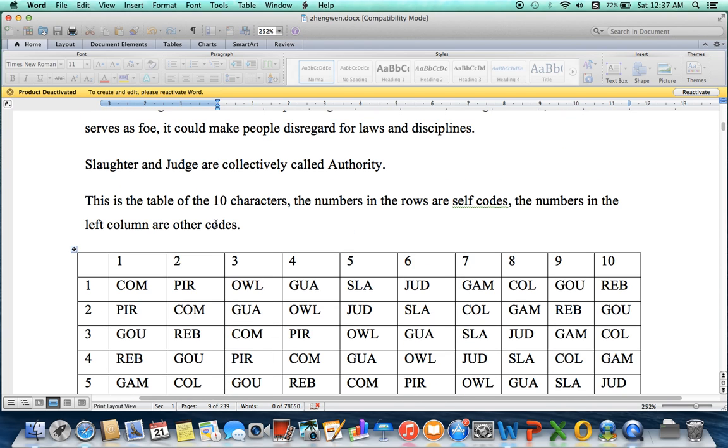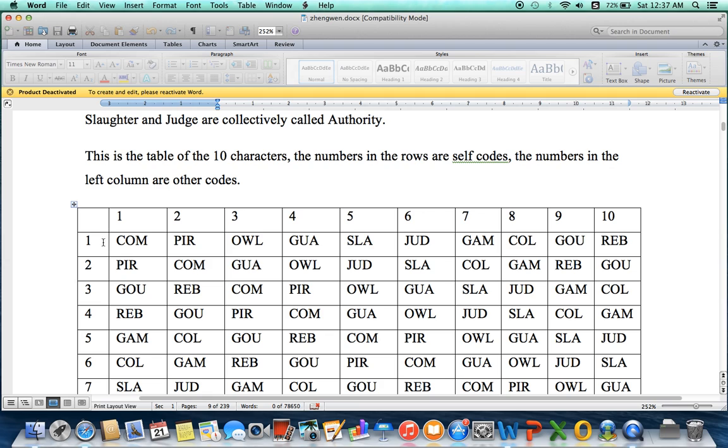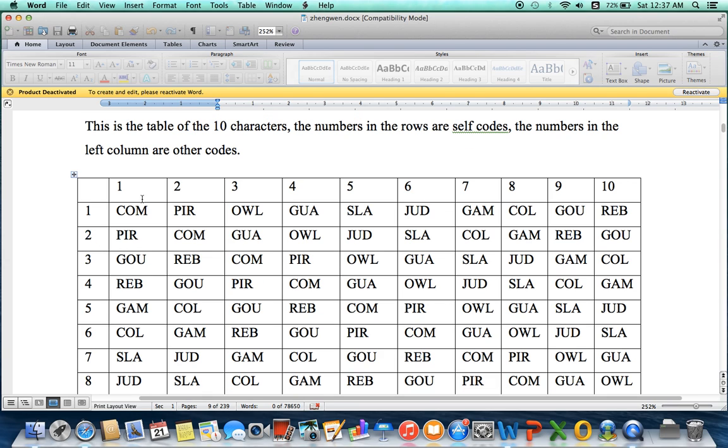The relation you should remember, but if you cannot remember, just check the chart. The numbers in the rows, 1, 2, 3, 4, 5, 6, 7, 8, 9, 10, are the self-code. The numbers in the left column are the other code. For example, if I'm 1, the other code is 1, decimally, that means it is the comrade. 2 to 1 is pirate. 1 to 3 is owl, because 1 is wood, 3 is fire. Wood would grow fire, and they are both odd, so that's owl.